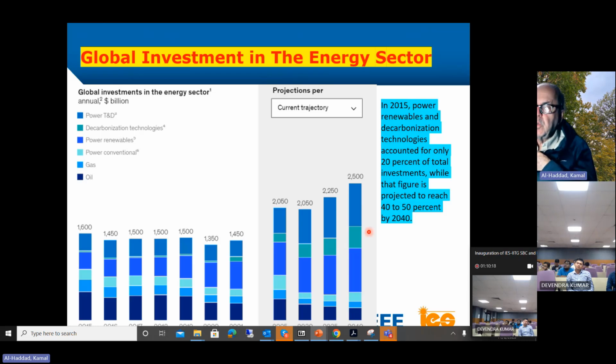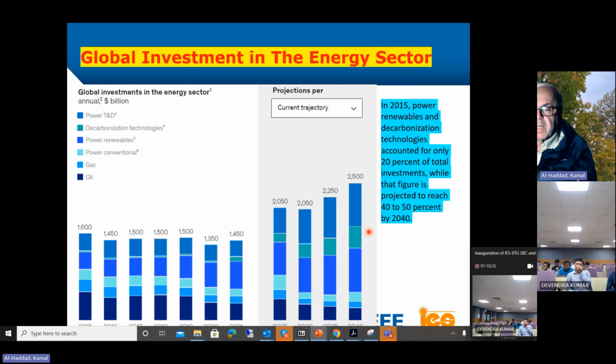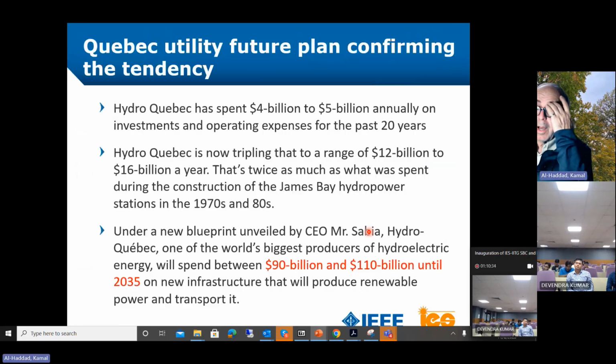So we'll have a new type of transmission and distribution line. In order to confirm all those prognostics made by the societies that conduct the studies, I'm giving you a real example from where I am here. Our utility company has been spending $4 billion to $5 billion annually on investment and operation expenses for the past 20 years in order to maintain an almost 40 gigawatt power system operating with almost zero interruption. You can never lose electricity here unless in extremely rare cases.